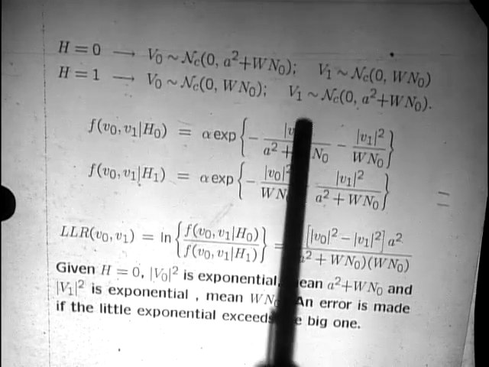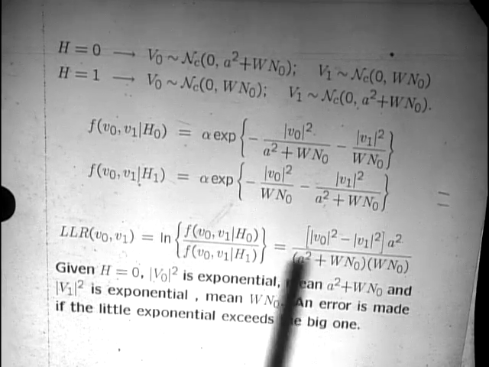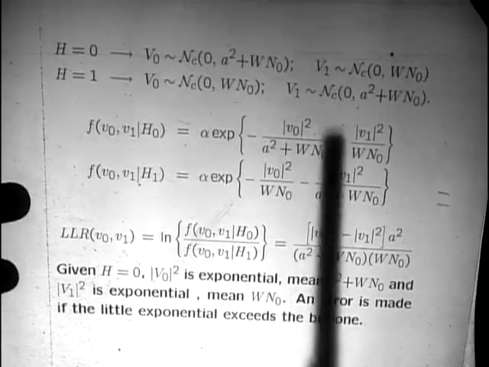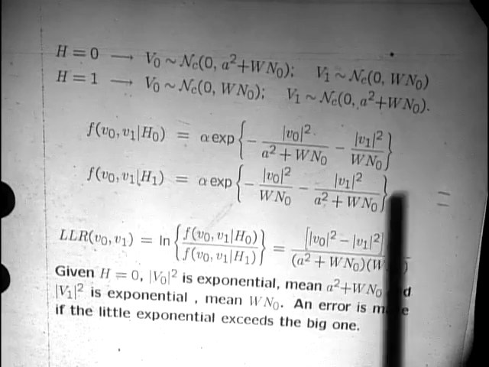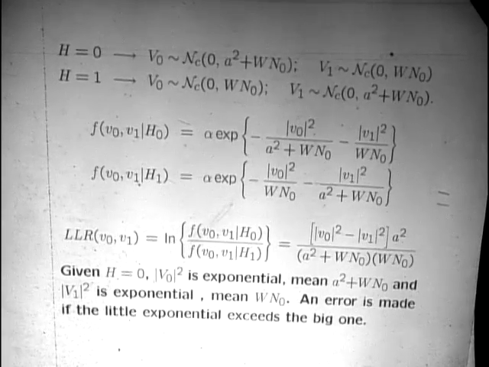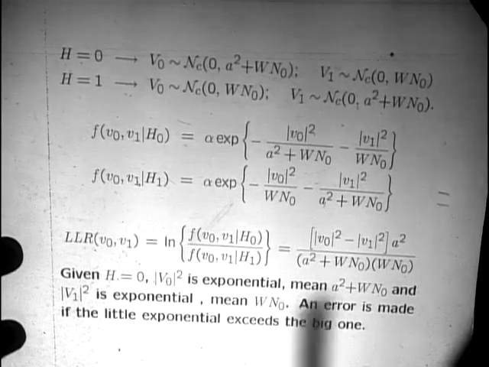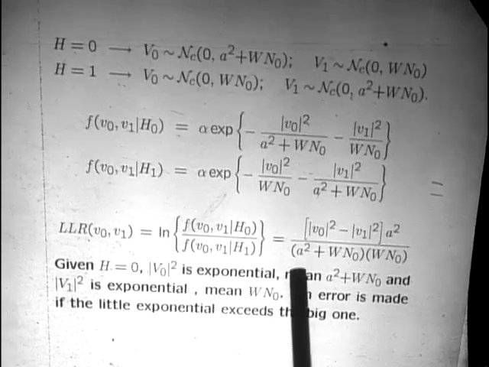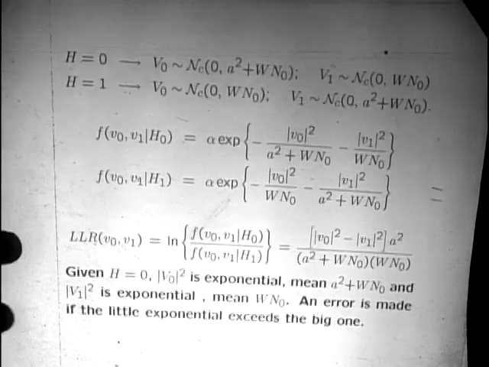In one case, you have this term minus this term, and this term minus this term. In the other case, you have the two things. Well, for V0, you have this term minus this term, and for V1, you have this term minus this term. Because of the symmetry between the two, this just comes out as V0 squared minus V1 squared times A squared, and when you do the algebra, the denominator is A squared plus WN0 times WN0.